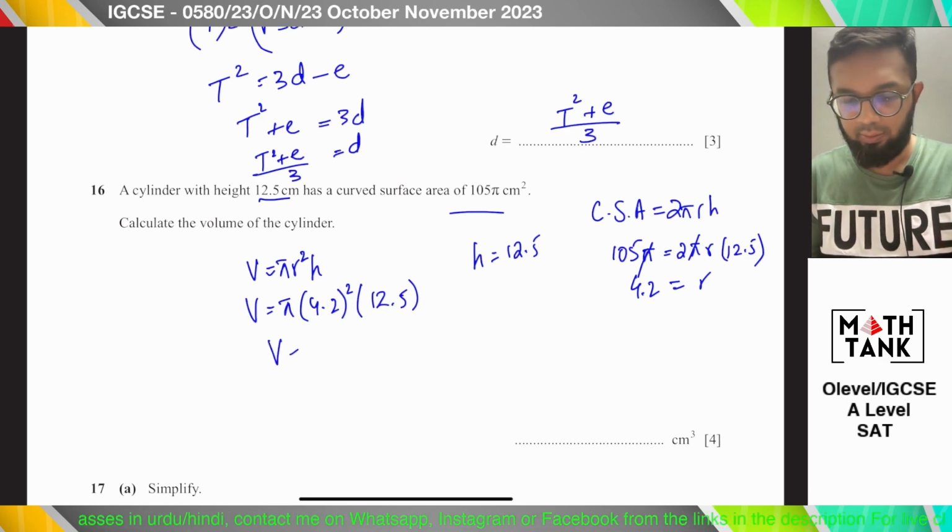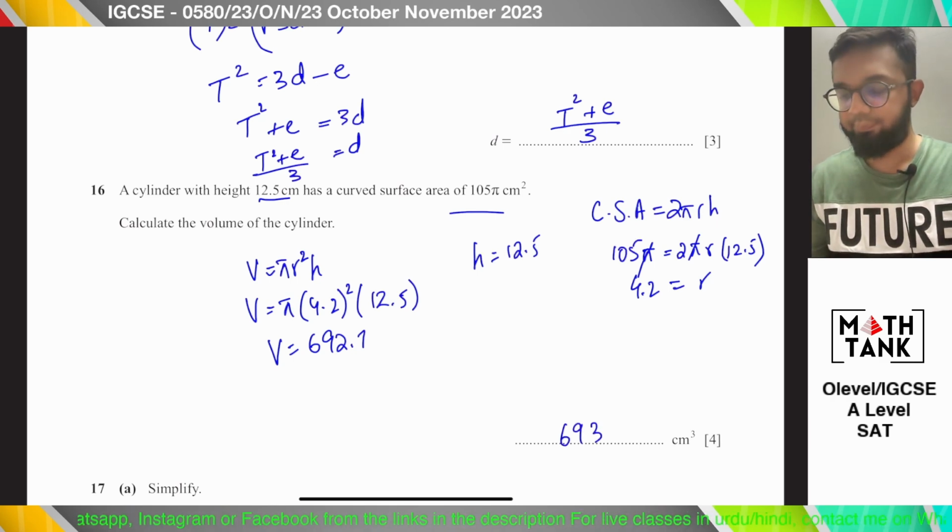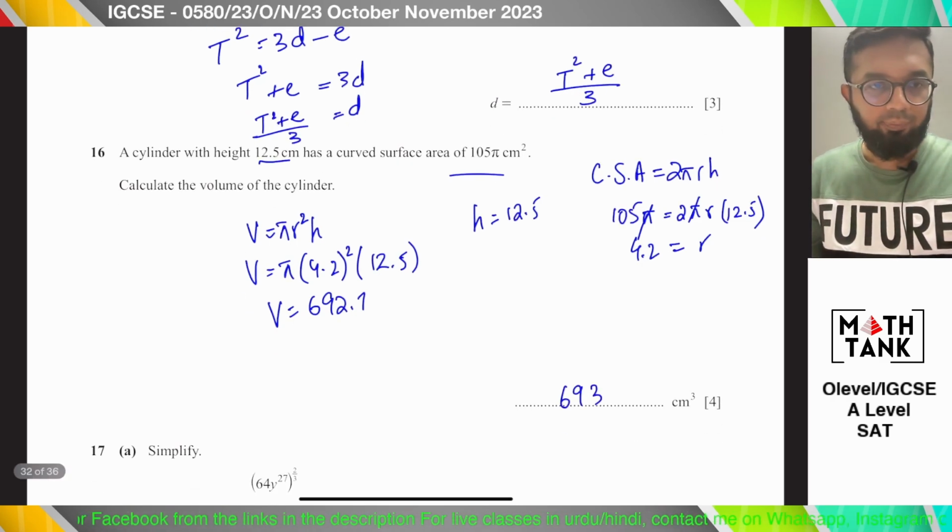That gives you 692.7, 693. Okay, moving on to the next question.